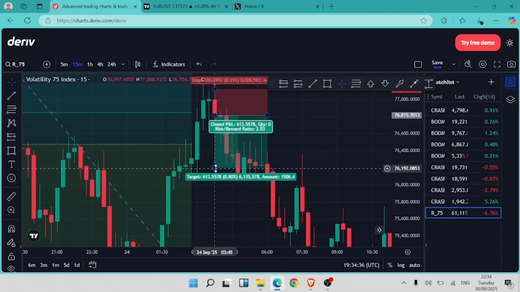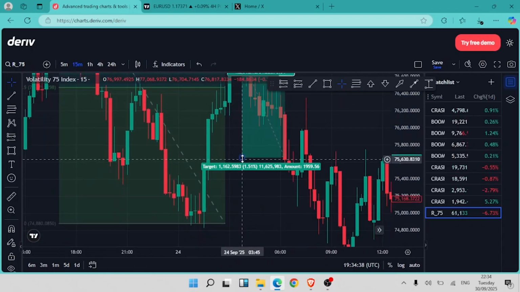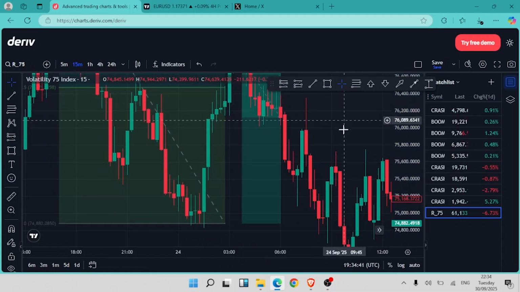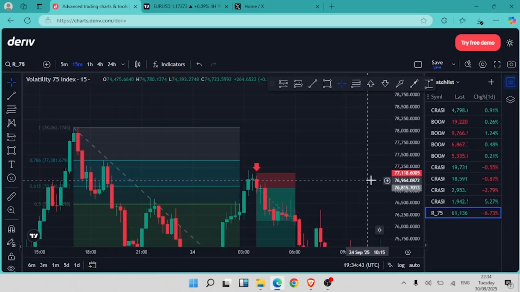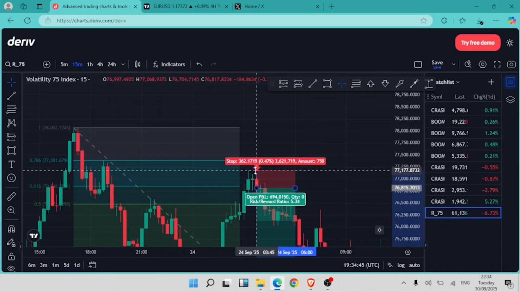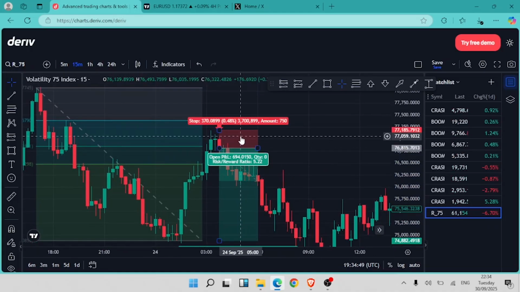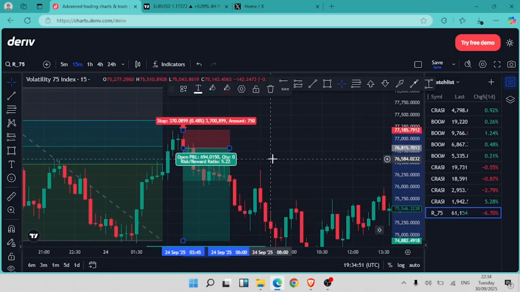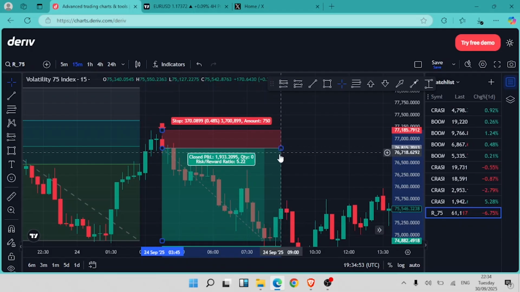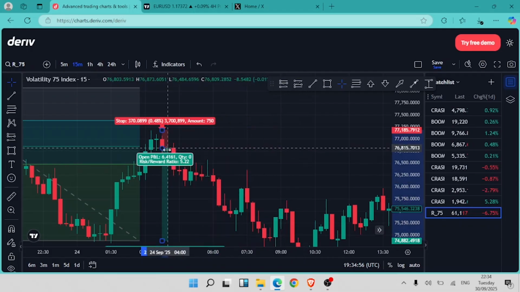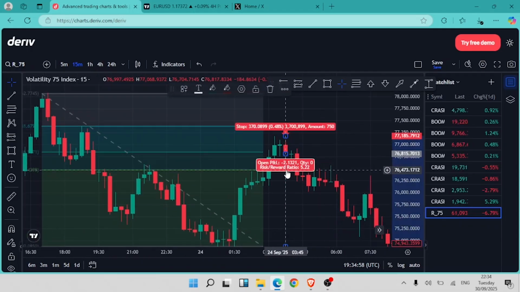and take profit at the beginning of the retracement, or that swing low right there, and this would give you a 6.8. If you put your stop at the swing high, you have a 5.22. Second way of engaging, of course, I have shown you the two ways of engaging this trade.